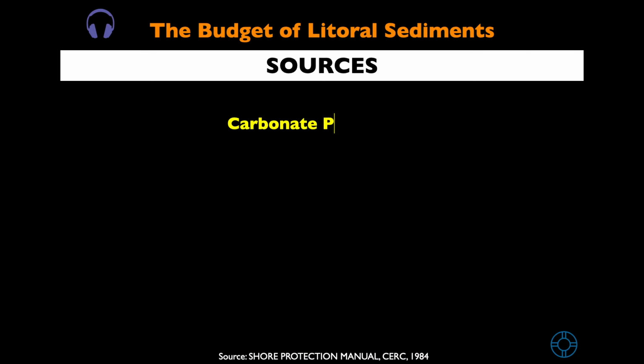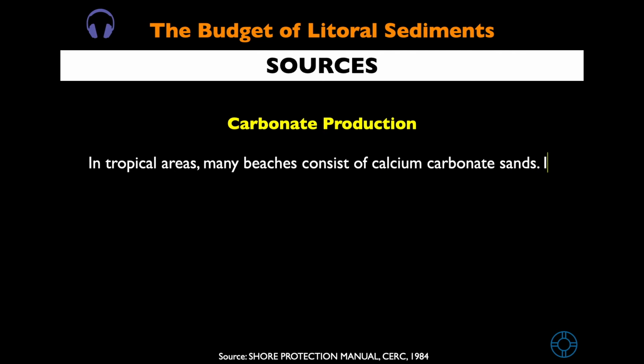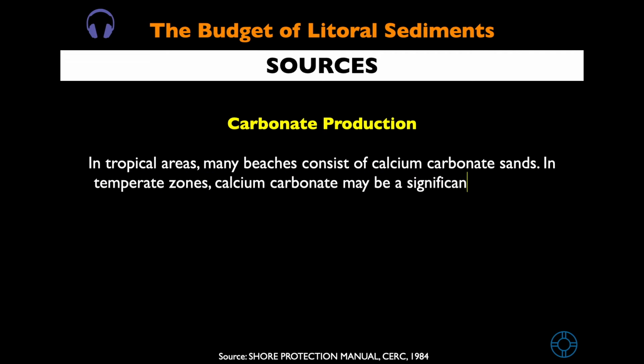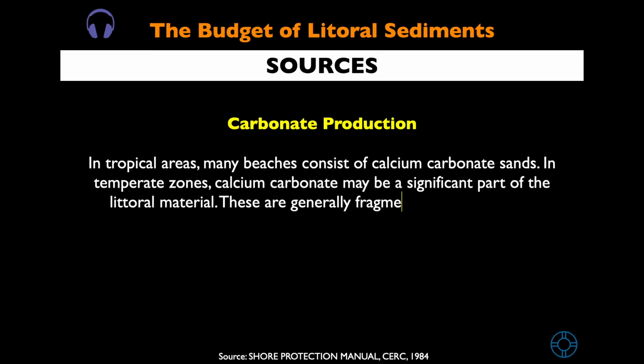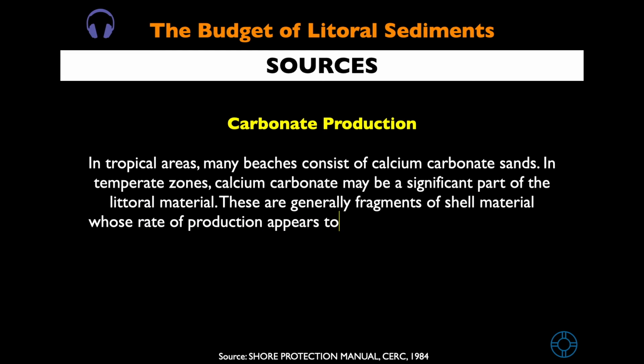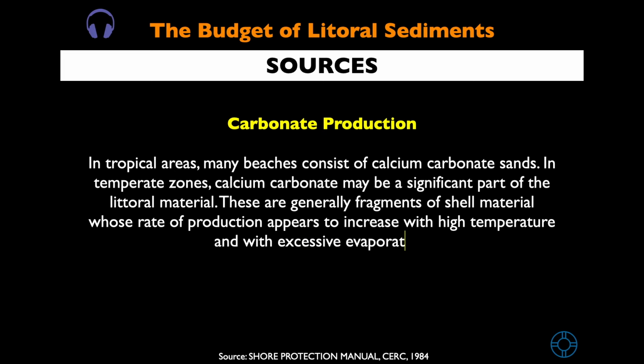One more source is the carbonate production. In tropical areas, many beaches consist of calcium carbonate sands. In temperate zones, calcium carbonate may be a significant part of the littoral material. These are generally fragments of shell material whose rate of production appears to increase with high temperature and with excessive evaporation.